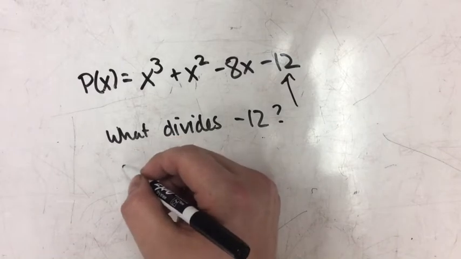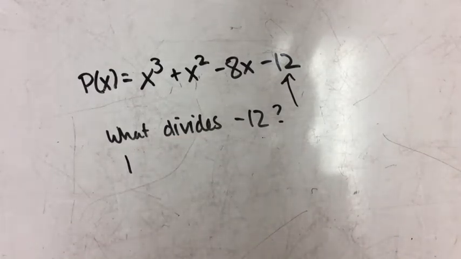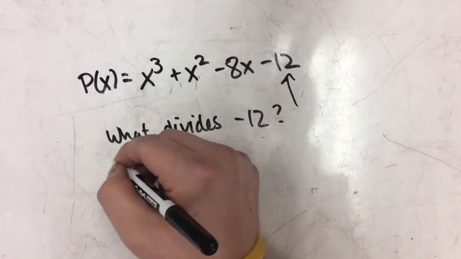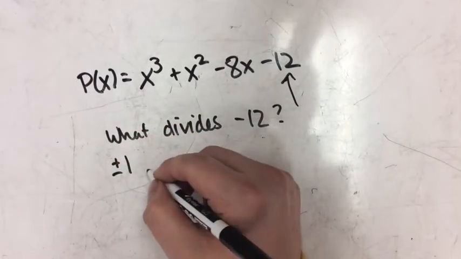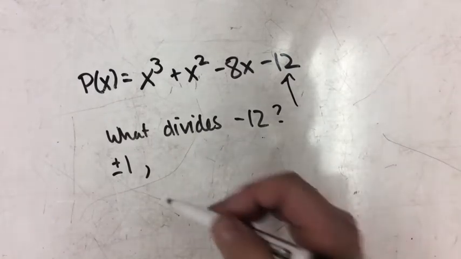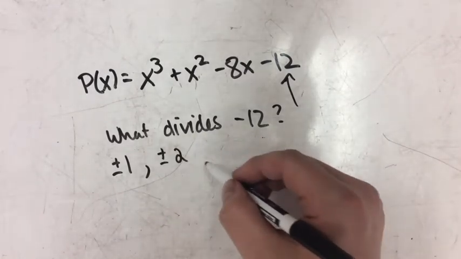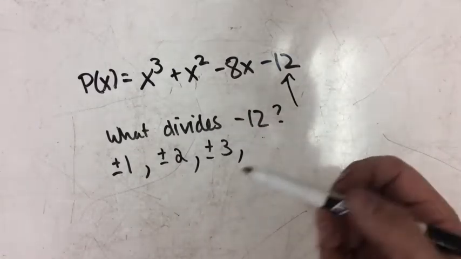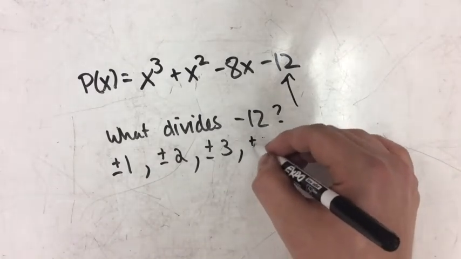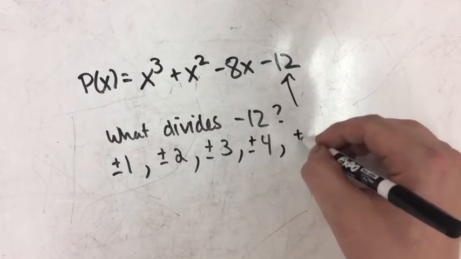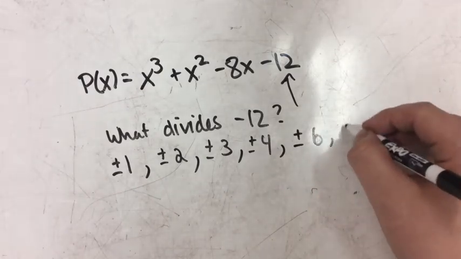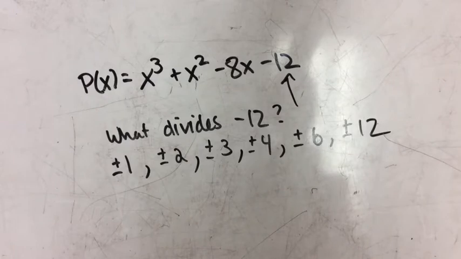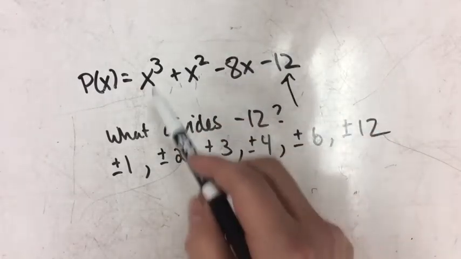Okay, and we literally have to make a chain of things that divide into negative 12. So we'll start with 1. However, there's negative 1 also that could work. So we need to put plus or minus 1. Okay, 2 works, but of course negative 2 could work. So we have to say plus or minus 2. Plus or minus 3 is a divisor of 12. 3 times 4 is 12. Plus or minus 4. Plus or minus 6. And then plus or minus 12. And we sit there and say, that's a lot of factors. And literally, we have to go through all of these and find out which one makes this turn into 0.